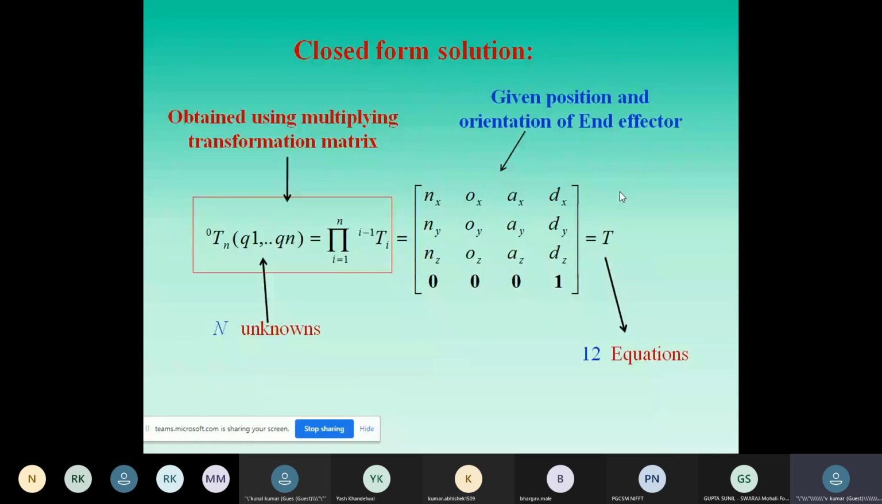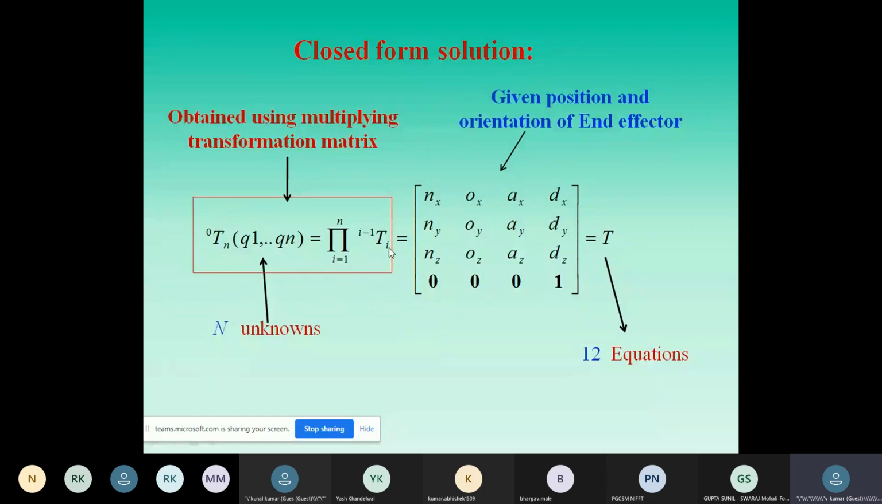Come here. Closed form solution, what is it? It means from forward kinematics, you calculate the end effector position. Anna? Hello? Yes, sir. Yes. You have to calculate the DH parameters for each link. From those DH transformation matrices, you multiply all of them and we get the end effector position.